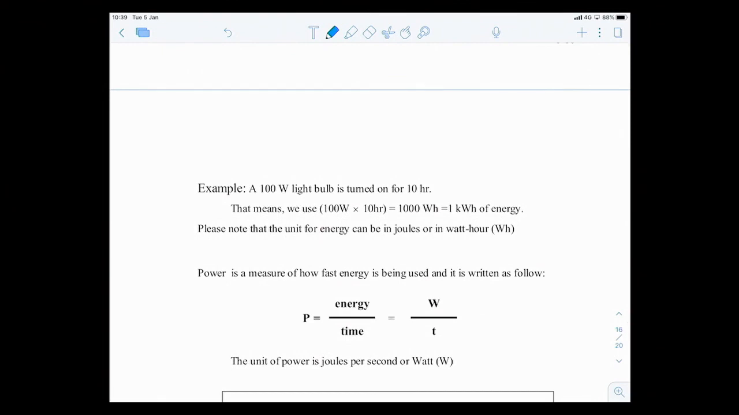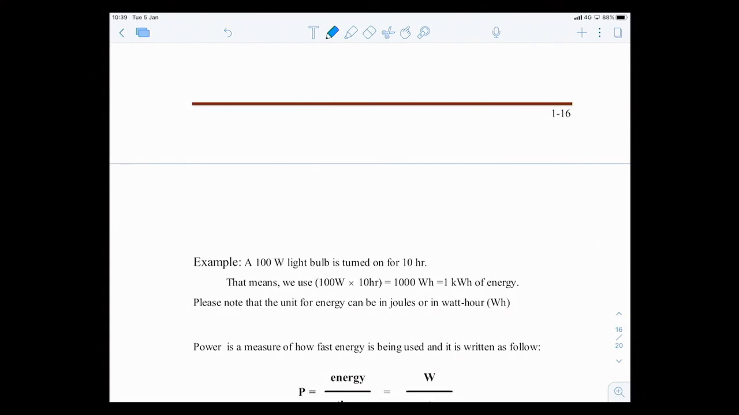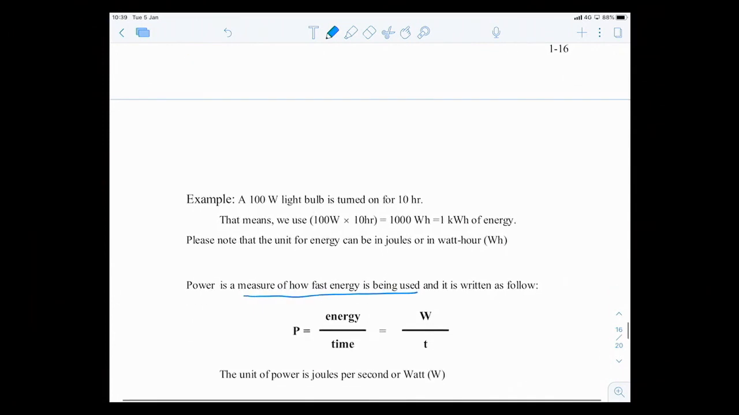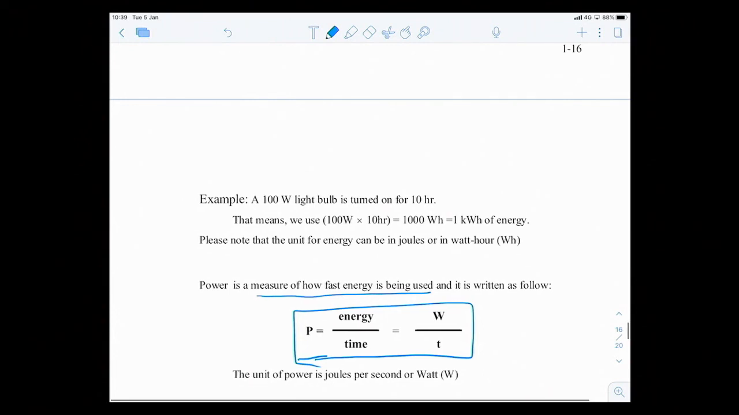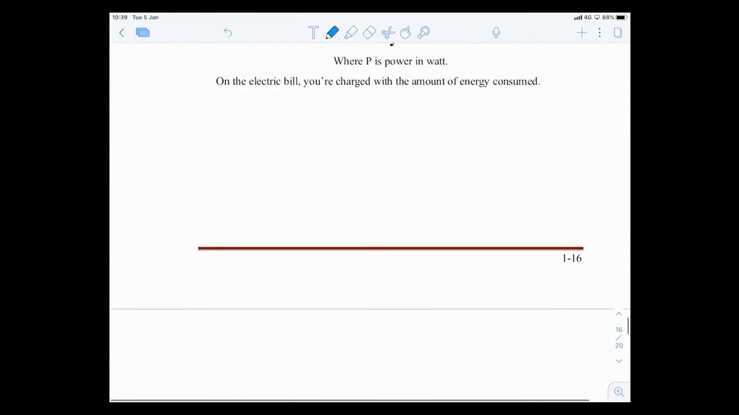And then what is power? Power is a measure of how fast energy is being used. The formula is P equal to energy per time, because it's like the rate at which energy is being used. And the unit is watt. That's like work or energy per time.